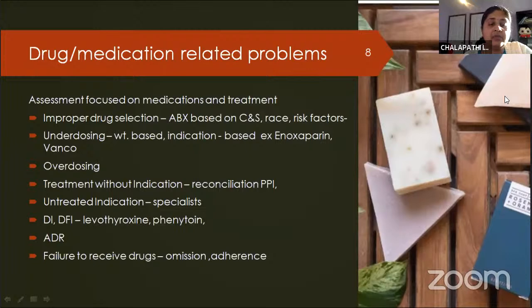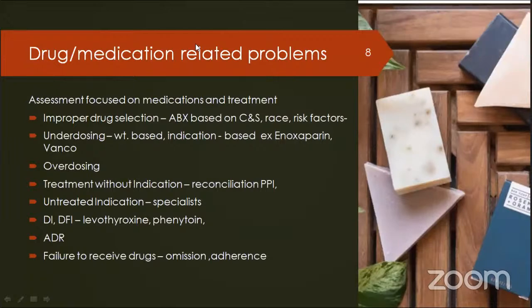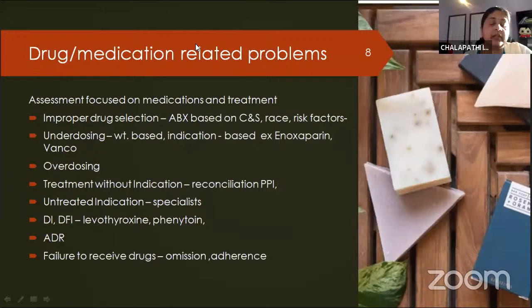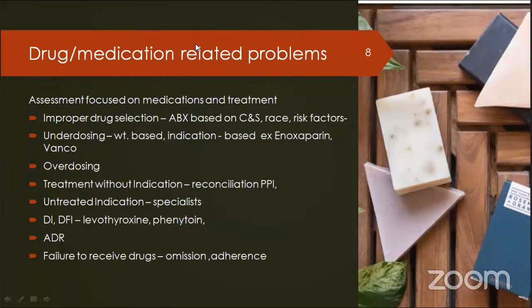And the last one, and one of the most important, is failure to receive a drug. That is a drug being omitted. This is very commonly seen. The doctor may prescribe the medicine, but the nurse may not give it, she may forget, she might be busy, or the patient is home, but they're not taking the dose. So failure to receive the drug also becomes a very important medication-related problem.